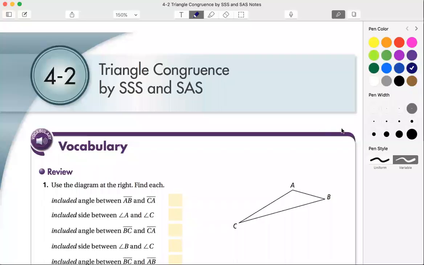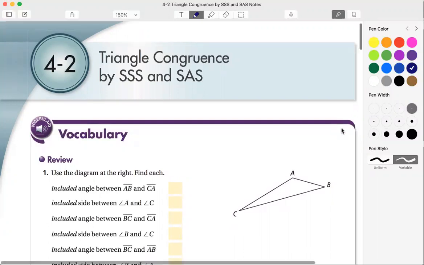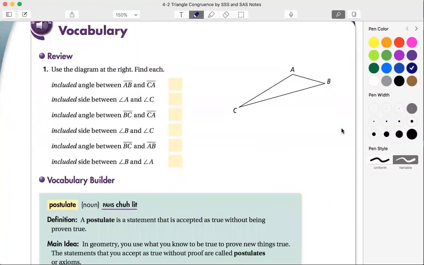All right, this is section 4-2, Triangle Congruence by SSS and SAS. So if you recall from the previous section, we want to prove triangles are congruent. We have to prove all 6 parts of the triangle are congruent to all 6 parts of another triangle. So 3 angles and 3 sides. In this section, we're going to start learning that we may not actually need all 6 pieces of information. So let's start off with vocabulary review.